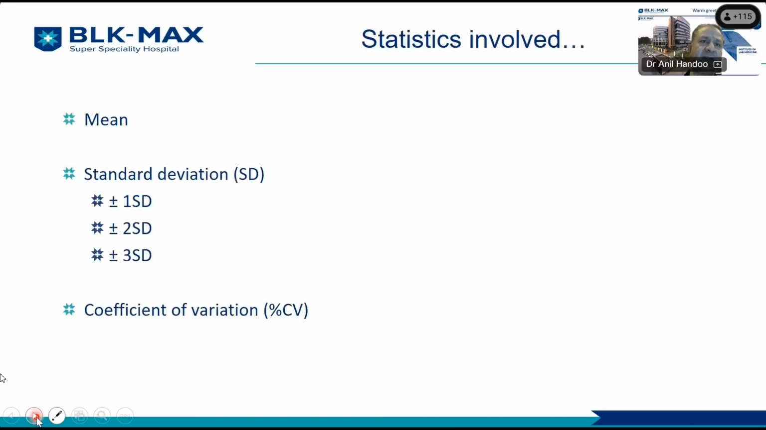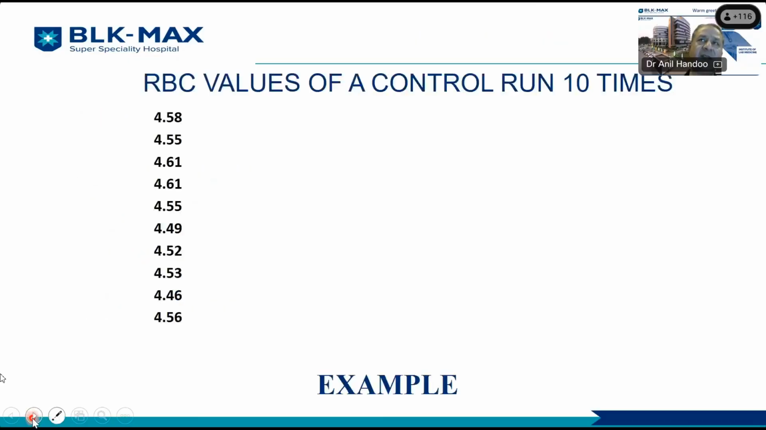Now, there are lots of stats which are involved in quality control systems. You have something called the mean, then you have a standard deviation, which can be 1, 2, or 3 standard deviations, and finally what is called the coefficient of variation. I'll just illustrate to you how one needs to do it. For example, let's look at the RBC values of the control sample, which has been run 10 times.